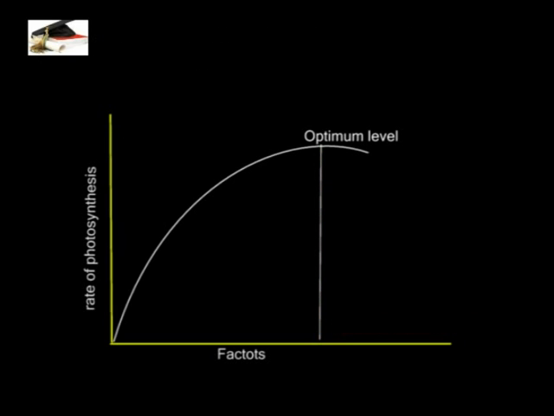Now, for each factor considered, the rate of photosynthesis increases up to a point where it levels off. At this point, there is a limiting factor. For example, where the graph levels off for carbon dioxide, the limiting factor may be light intensity. If this were increased, the rate of photosynthesis would increase beyond the plateau.